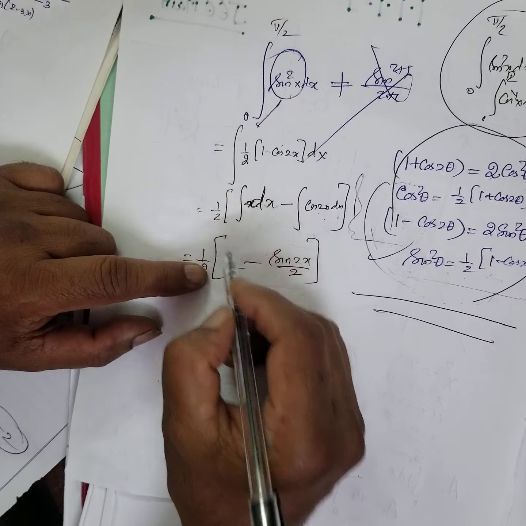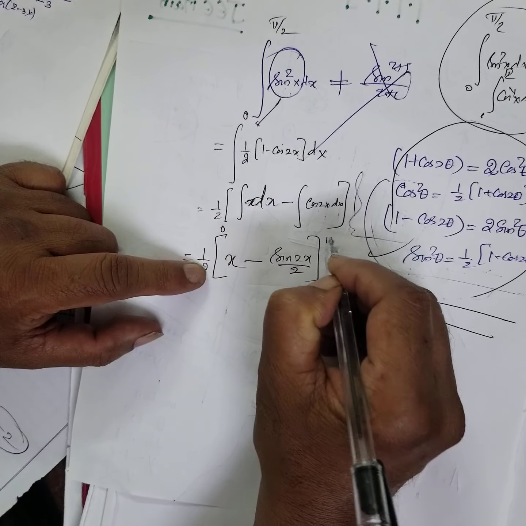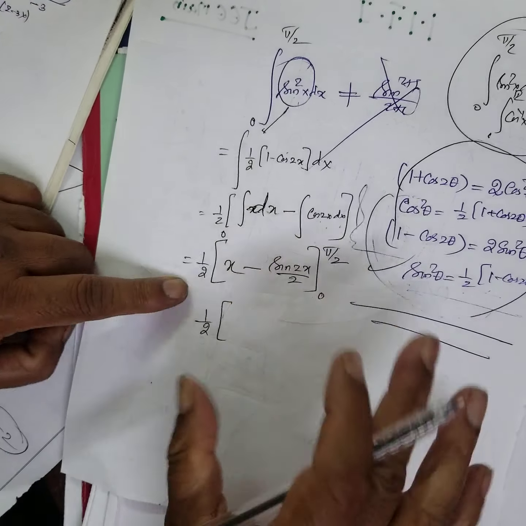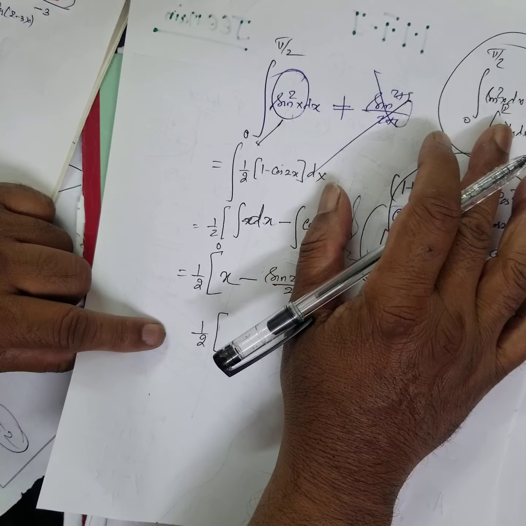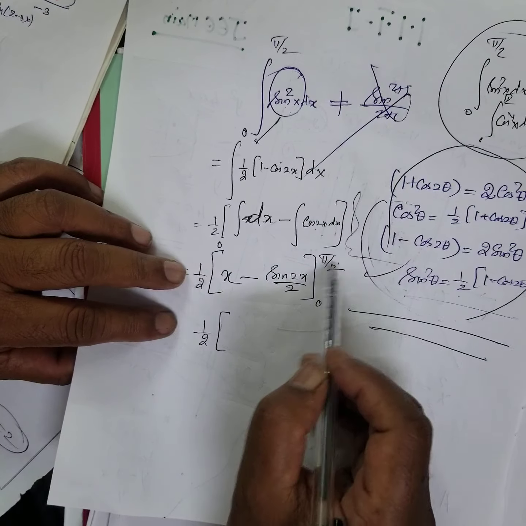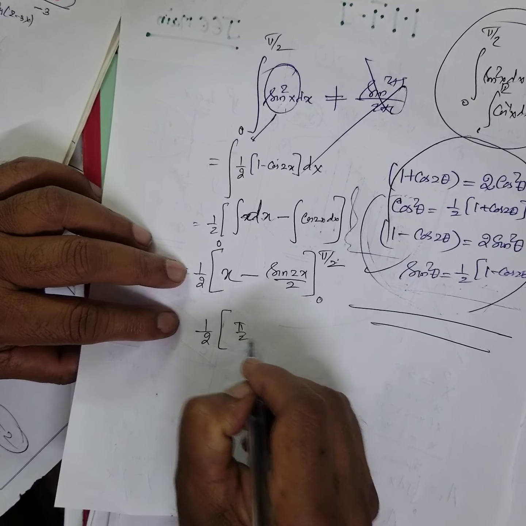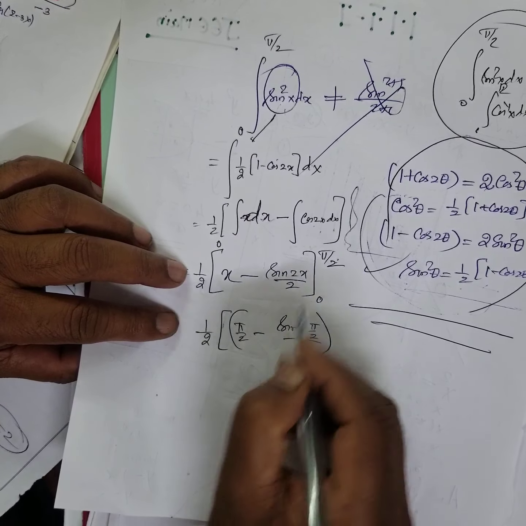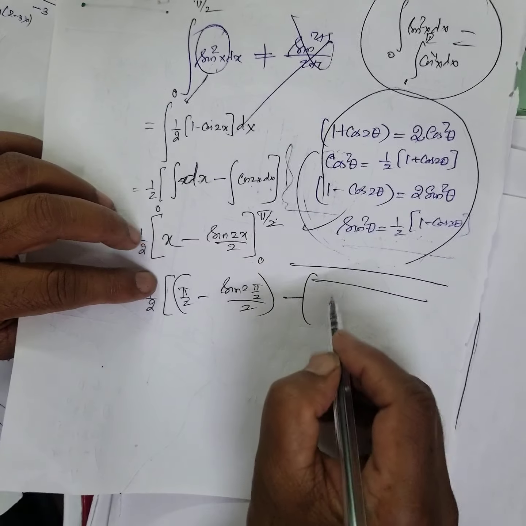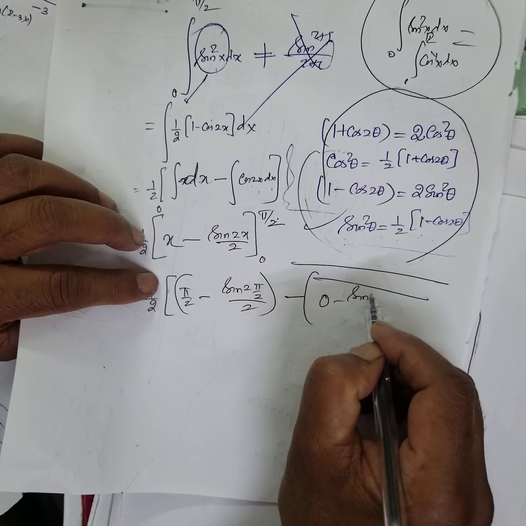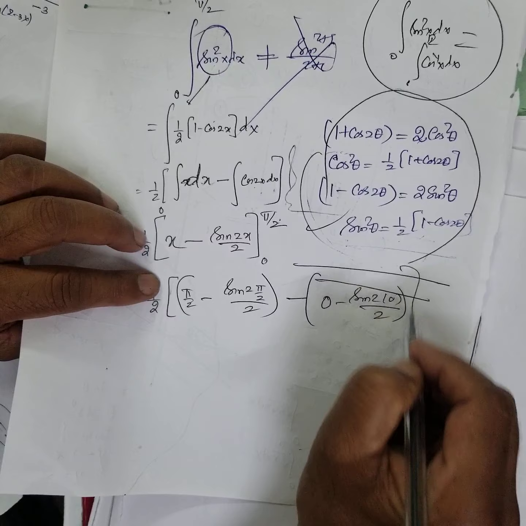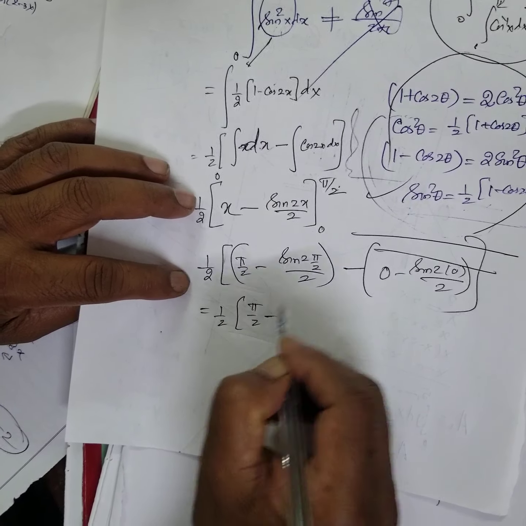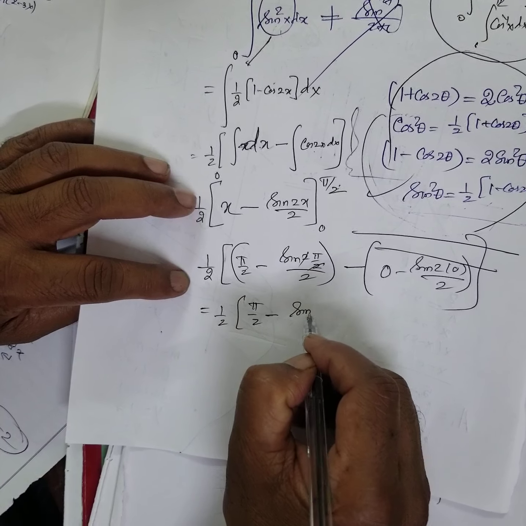That value, if you work it out from 0 to pi by 2, you can easily do it, because there are different methods to find this. I will tell the first method. It gives pi by 2 minus sin 2 pi by 2, this is upper limit minus lower limit, 0 minus sin 2 into 0 by 2. In this case, half of pi by 2, the 2 gets cancelled, sin pi by 2.